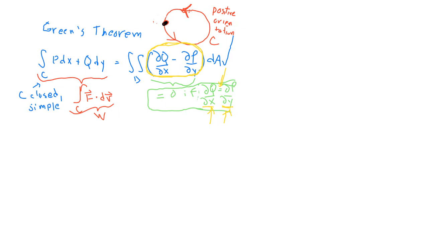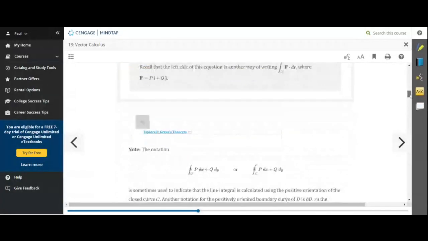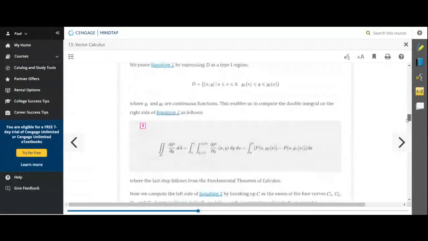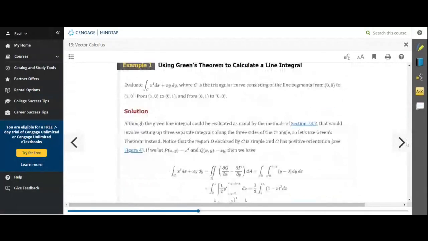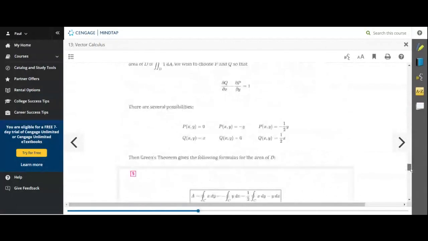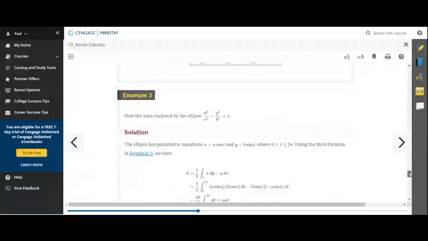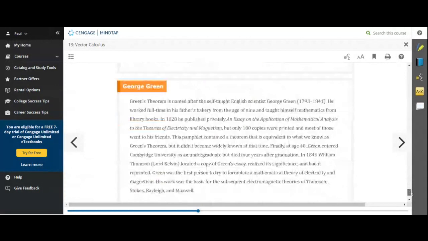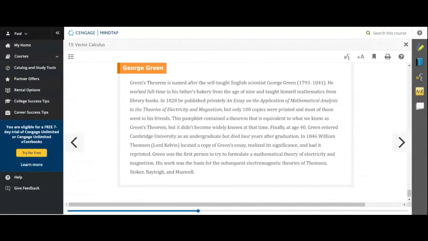Let me see here if we can find in the book the information about Green. I want to just try to find where they talk about him. Like in the textbook, they usually have information. Here we go.